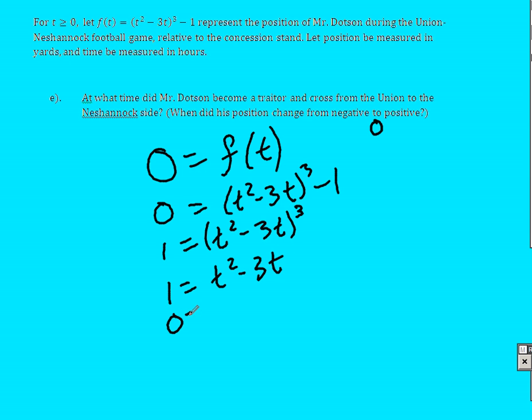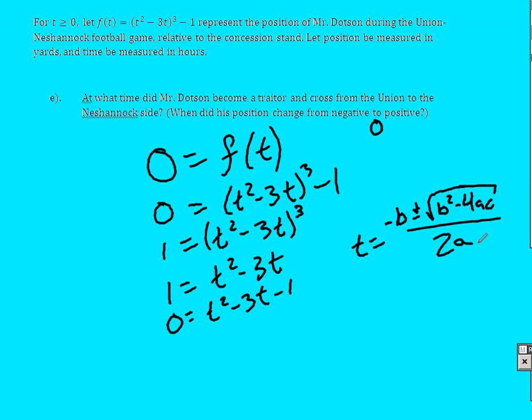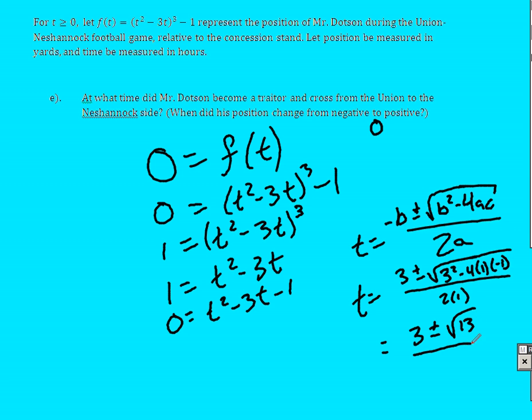When I have a quadratic like I do now, I need to bring everything over to the same side. My goal would be to factor if I can, but I can't. So I need to use the quadratic formula. t equals negative b plus or minus the square root of b squared minus 4ac, all over 2a. Don't forget to sing it if you need to. So t equals negative b, which is a positive 3, plus or minus the square root of 3 squared minus 4 times 1 times negative 1, all over 2 times 1. And you get 3 plus or minus the square root of 13, all over 2.